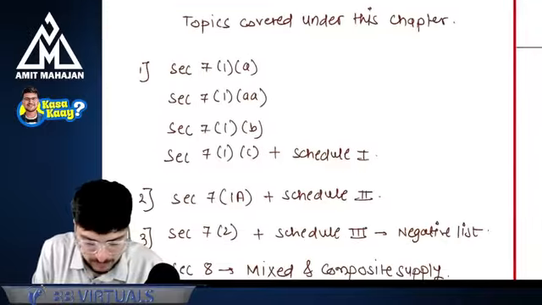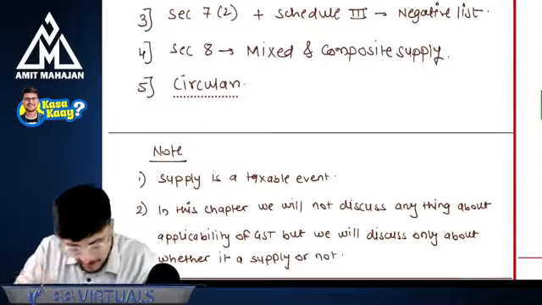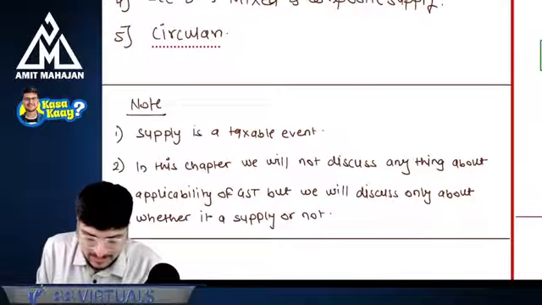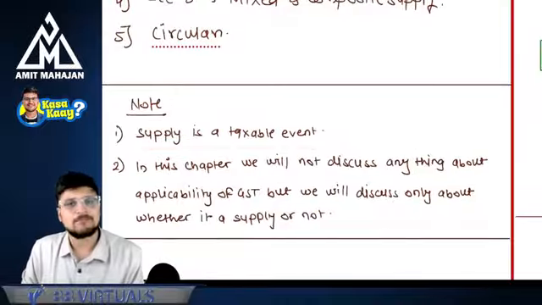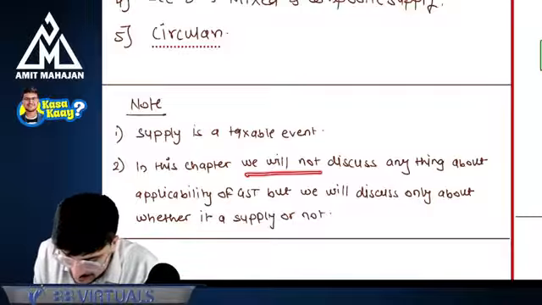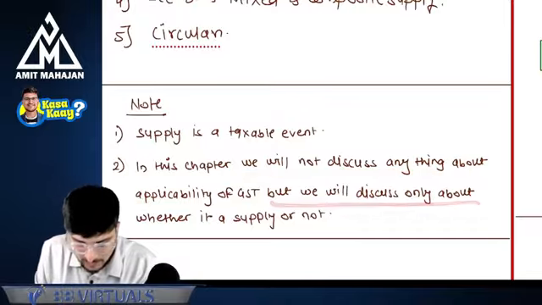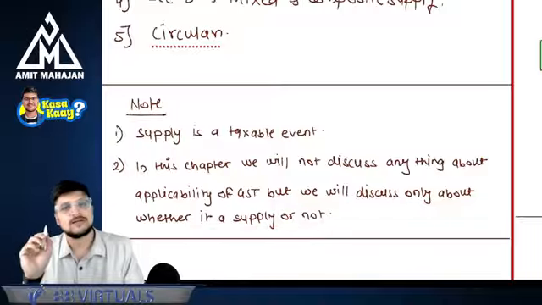As I said, these are the topics which will be covered. First, we'll talk about section number 7.1a. But before that, we will understand that supply is a taxable event. Supply is a taxable event, and in this chapter we will not discuss anything about the applicability of GST, but we will discuss whether it is a supply or not.